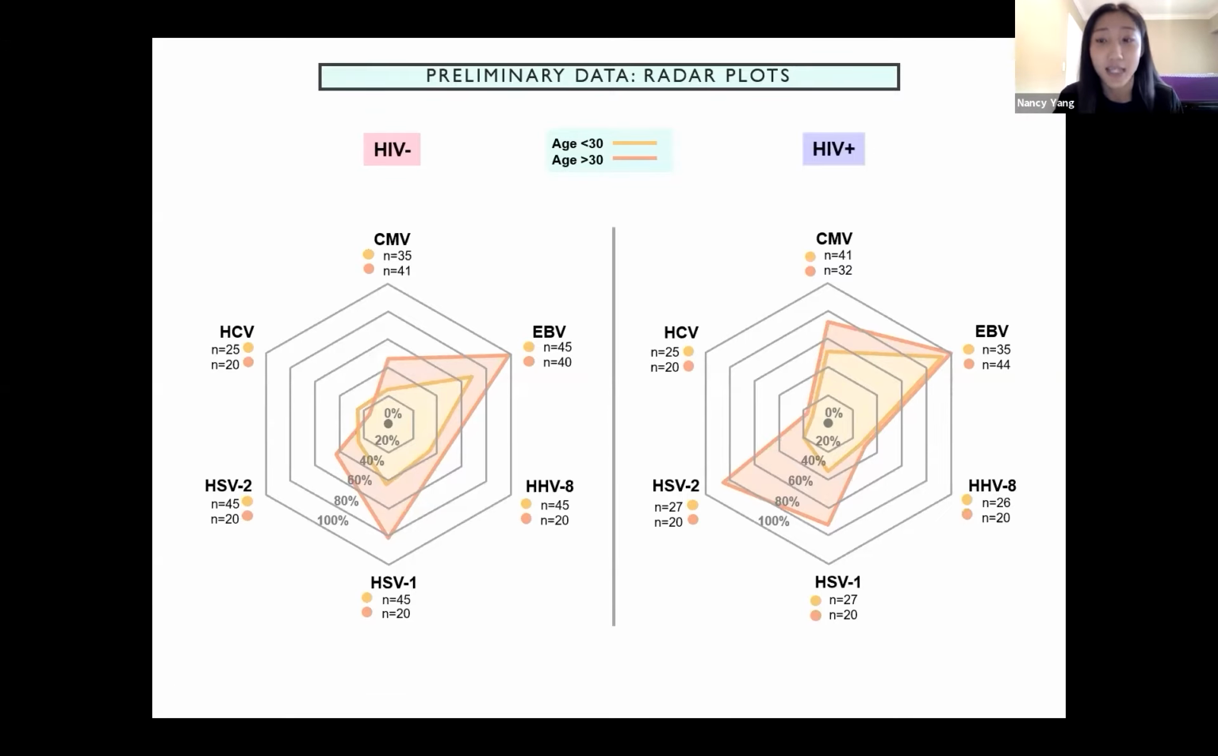And the main takeaways from this slide are that for most viruses in both HIV negative and HIV positive groups, infections appear to increase with age. It also appears that CMV and HSV-2 infection occur more in the HIV positive group.